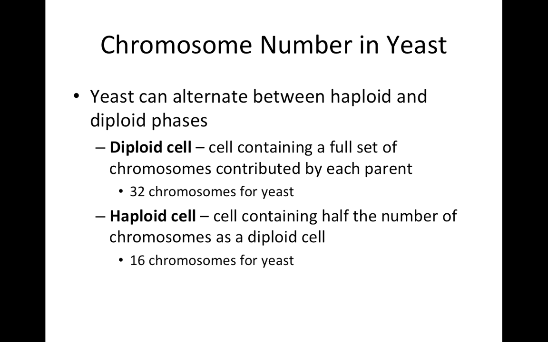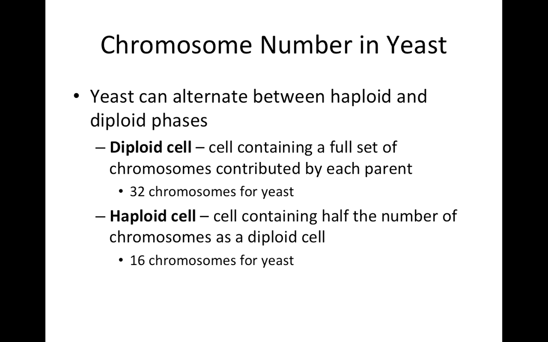The chromosome number in yeast, we have to talk about that for a second because we're going to be talking about cells going from diploid to haploid and back to diploid again. So yeast can actually alternate between the diploid cell and the haploid cell phases. Diploid cells are cells containing a full set of chromosomes that were contributed by each parent. For example, all of your cells in your body are diploid cells. They have 46 chromosomes in them.